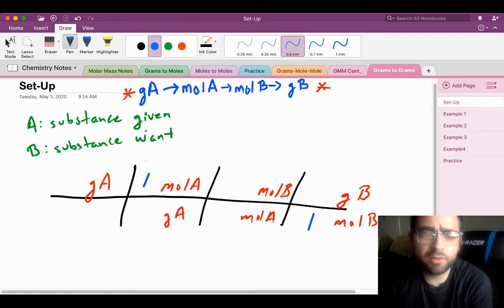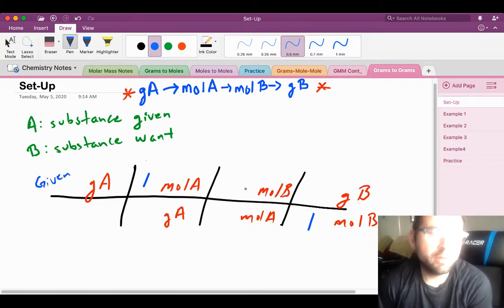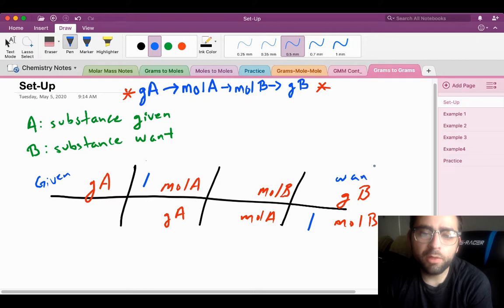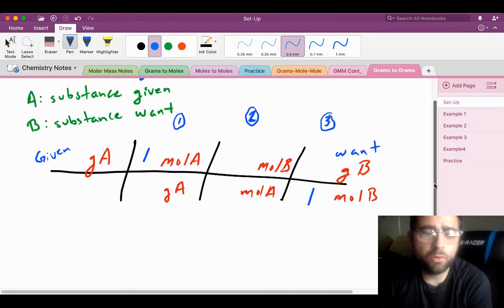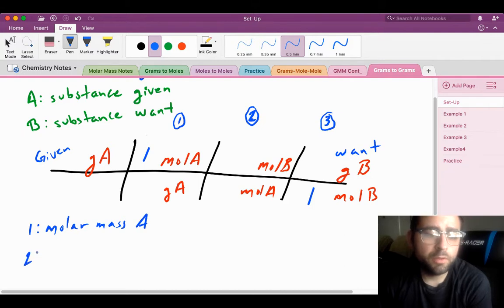In terms of the other boxes or other sections, this is your given. So we're going to write here, we know that this is always given. The last box, this is always what we want. But we have column 1, column 2, and then column 3. And for each of those, you're going to need different things. So for 1, what we're going to need for this box right here is the molar mass of substance A. In the column right here for number 2, we're going to need the mole ratio.